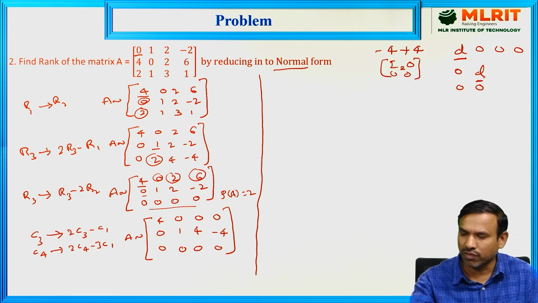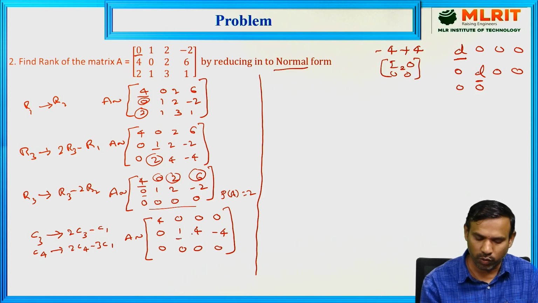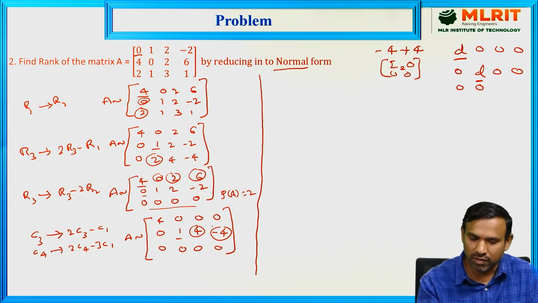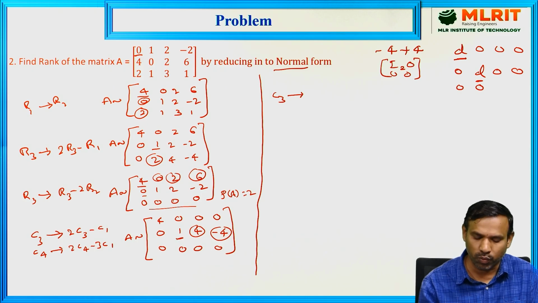Second column: using C2, make the C3 element 0 and the C4 element 0. Here I am showing how. Now the C3 element is 4, the C2 element is 1. C1 is already completed, so we should not use C1 again. We have to use C2 only. If C1 is used, then this element will come back here. Right? So that's why use C2 only.